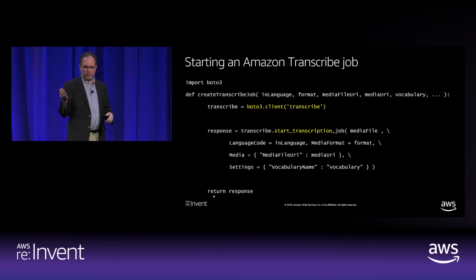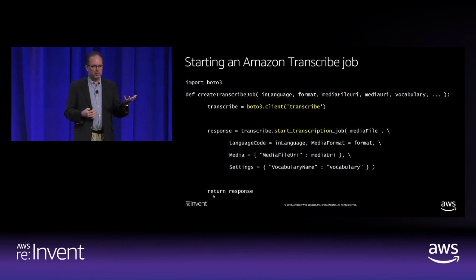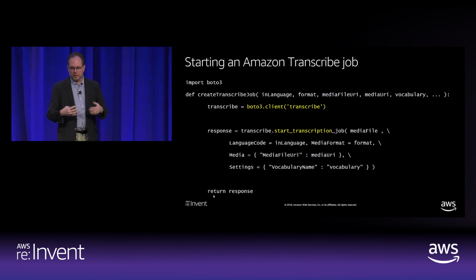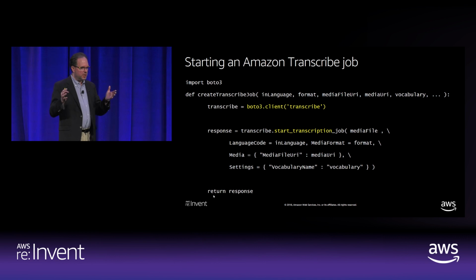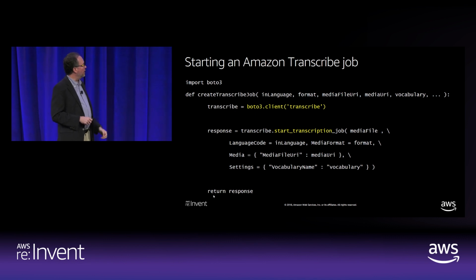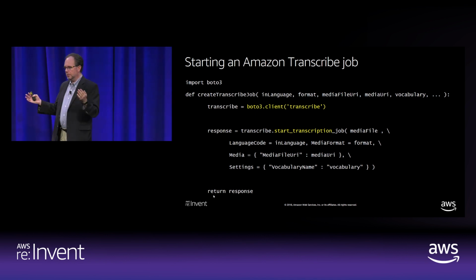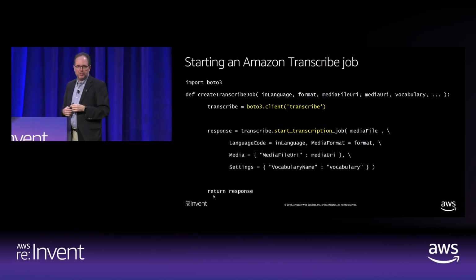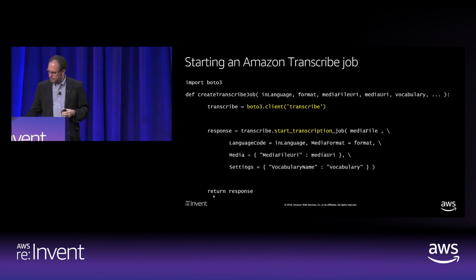So in Boto, there's resources. So S3 is a resource, for example, but there's also clients. So SageMaker has a client, Transcribe has a client. So services, generally speaking, have clients. We create the client here, and then we're going to call the API, which is start_transcription_job, with the parameters that are passed in. It's Python syntax here, and the result is going to end up in this response.